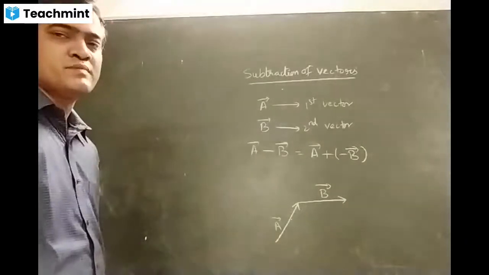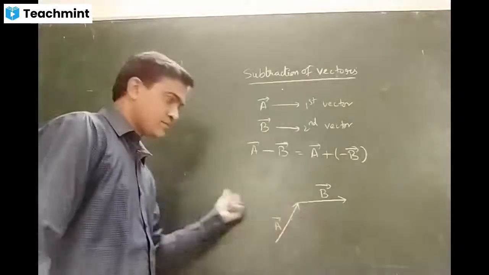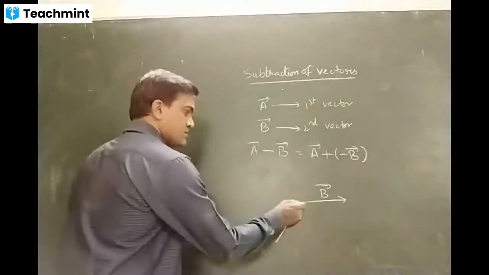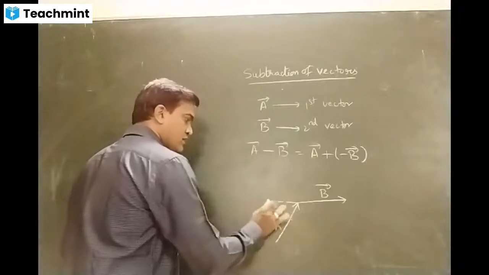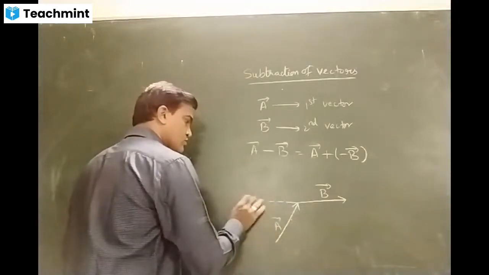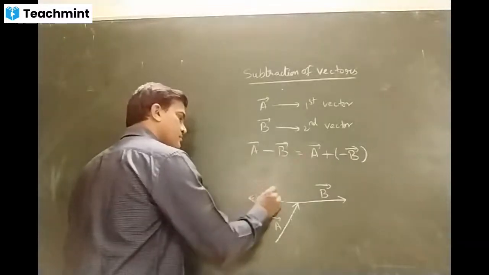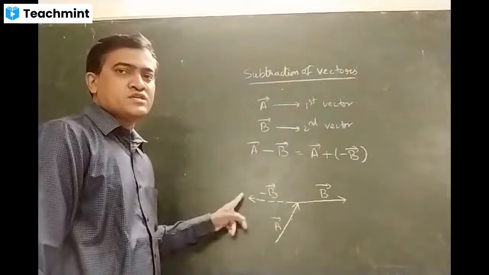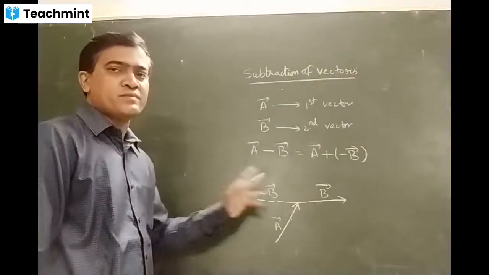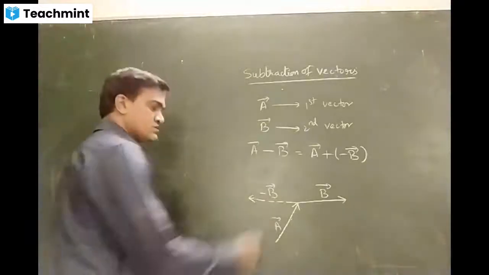We have to change the direction, oppositely, slightly parallel to A bar. Opposite, this side. Minus B bar. So what is this? Minus B bar. A negative vector is nothing but a vector whose direction is opposite but magnitude remains the same. Magnitude means length.